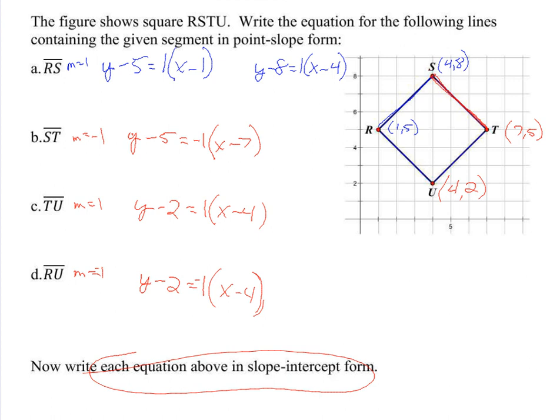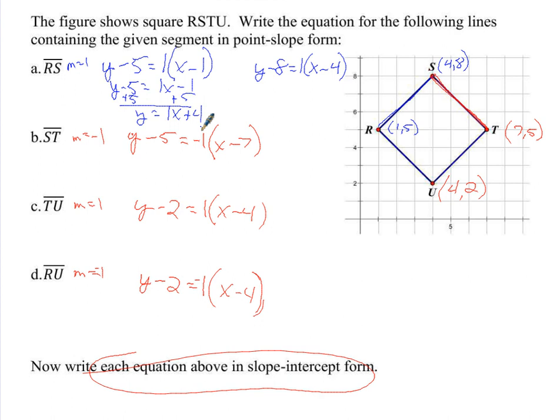So let's take a look at this first one, this top one right here. I wrote both of them down. Let's put it in slope-intercept form. So to do that, I got to distribute the 1. Okay, so I'll have y minus 5 equals 1x minus 1. And now I add 5 to both sides. And I get y equals 1x plus 4, or just x plus 4.